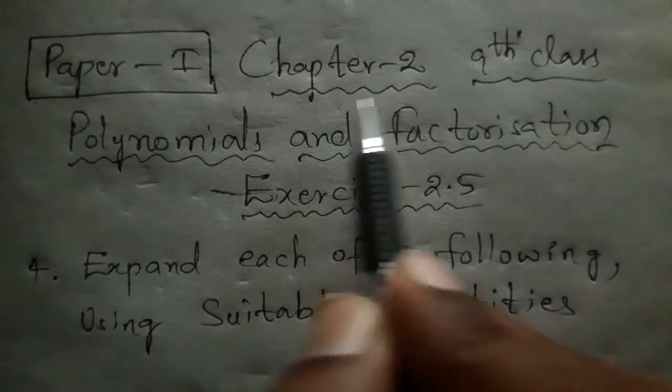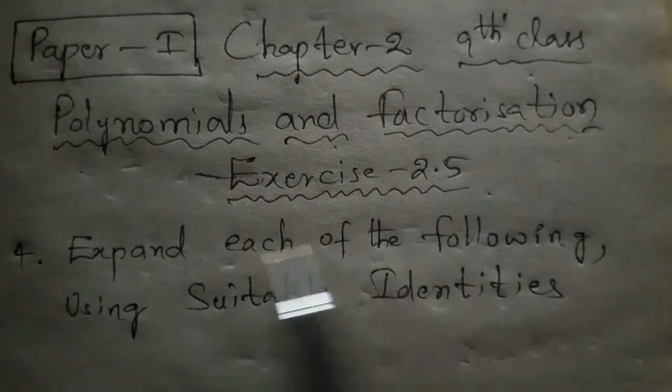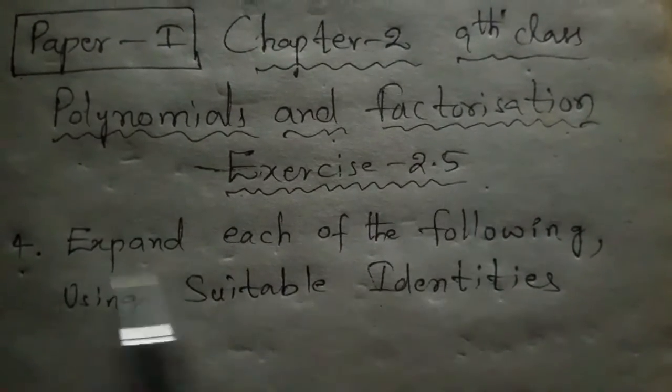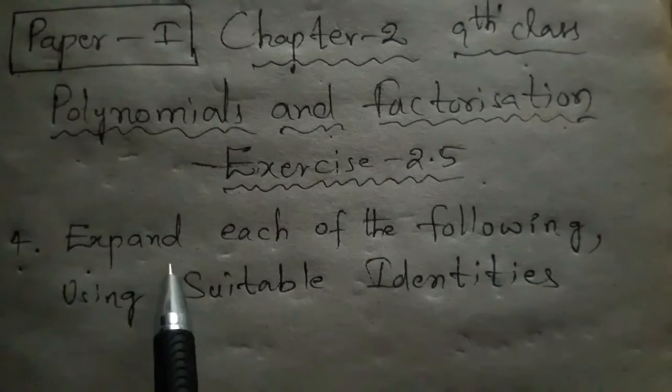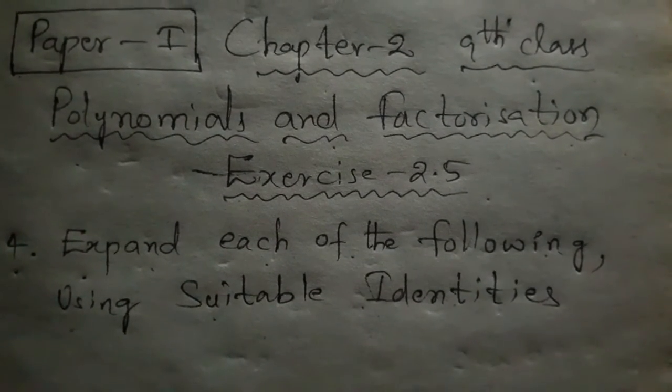Paper 1, Chapter 2, ninth class, Polynomials and Factorization Exercise 2.5, question 4: expand each of the following using suitable identities.